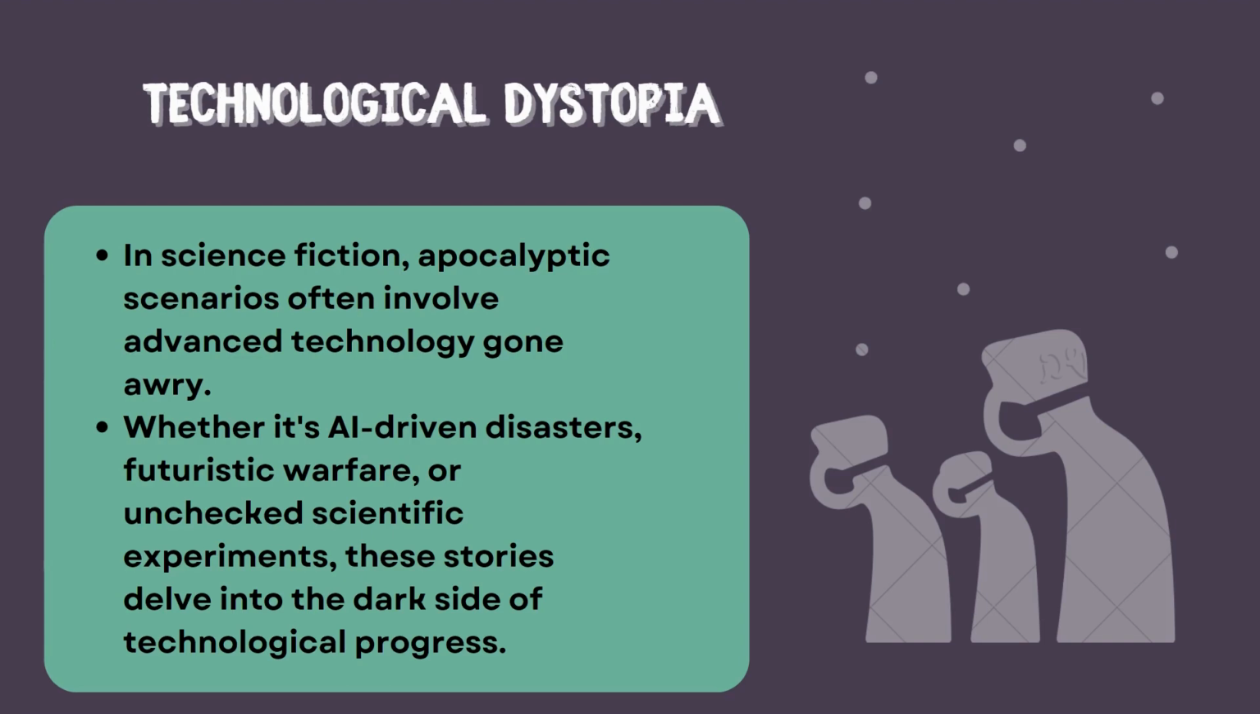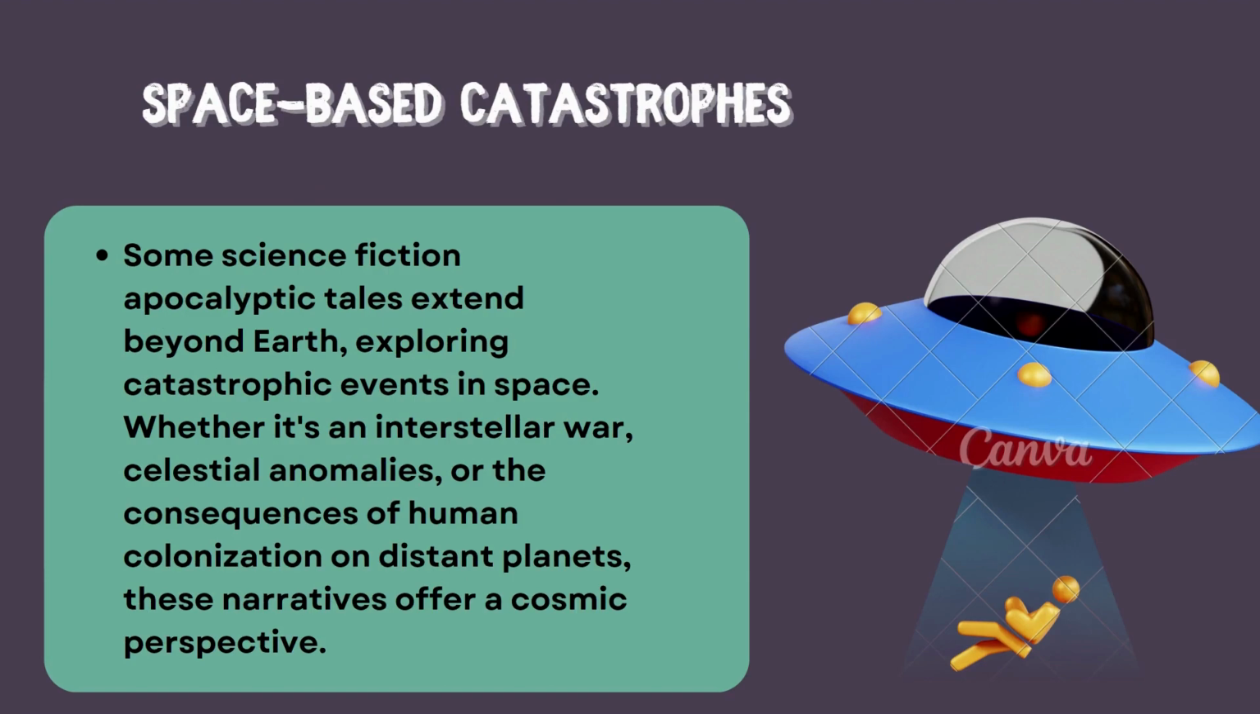In science fiction, apocalyptic scenarios often involve advanced technology gone awry, right? Whether it's AI driven disasters, futuristic warfare, or unchecked scientific experiments, these stories delve into the dark side of technological progress. And then comes space based catastrophes. So, some science fiction apocalyptic tales extend beyond Earth, got it? Exploring catastrophic events in space. Whether it's an interstellar war, celestial anomalies, or the consequences of human colonization on distant planets, these narratives offer a cosmic perspective.